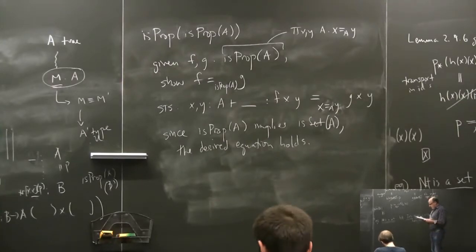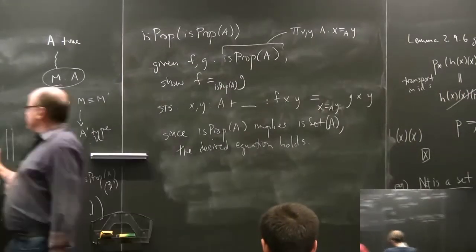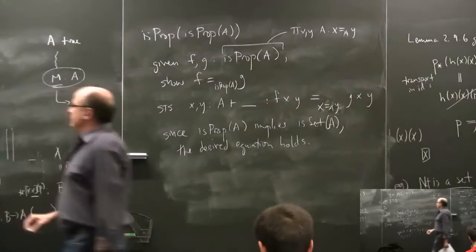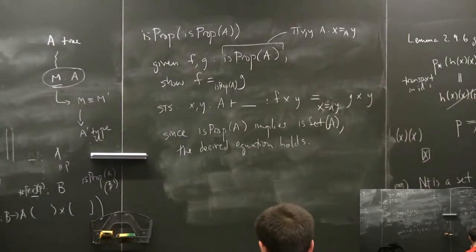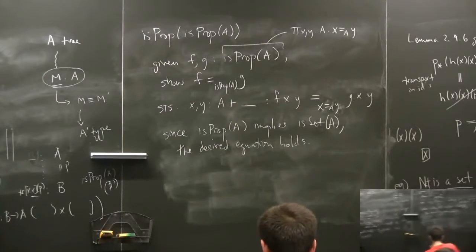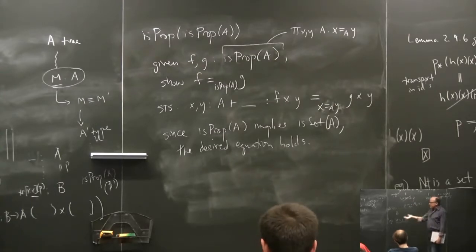Okay, and you can do a similar argument, I won't repeat it here, to show that is set of A is also a prop. So that's the flavor of it when we start writing down types, and for reasons that are now going to be blatant, we start caring about which sorts of types are propositions in the sense that I've defined them to be.